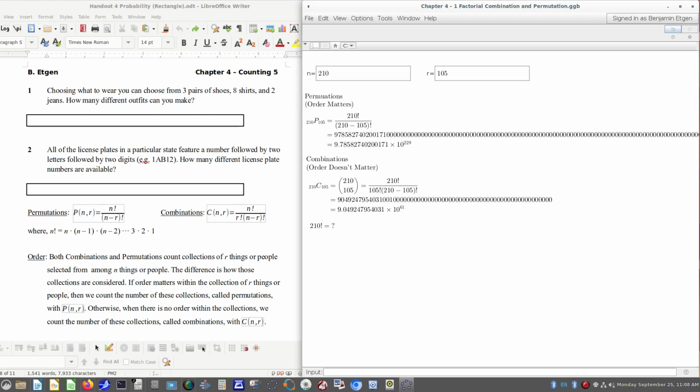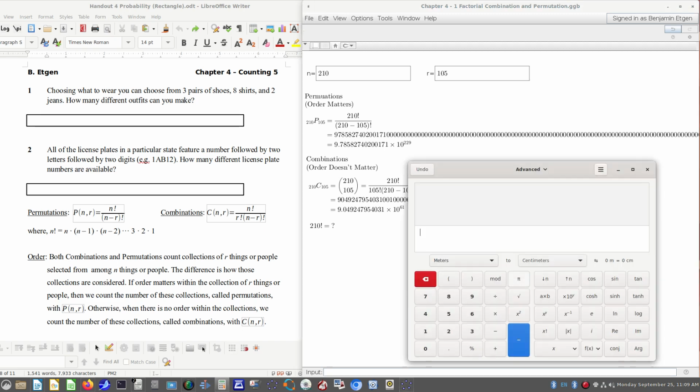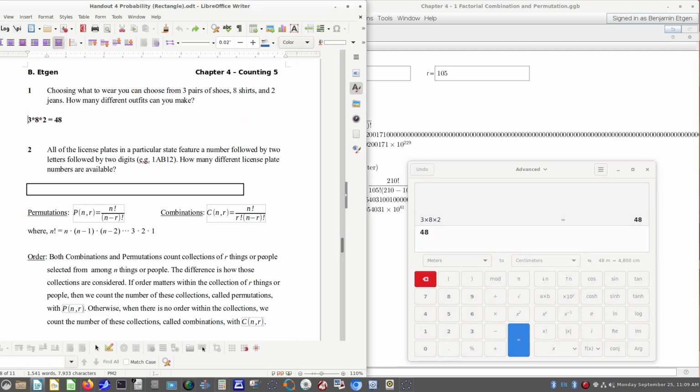Okay, so let's take a look at using our GeoGebra applications to work through the handouts for Chapter 4. The first question asks us to count the number of ways that we can form an outfit. There are 3 pairs of shoes, 8 shirts, and 2 jeans. So that gives us 48 possible outfits.